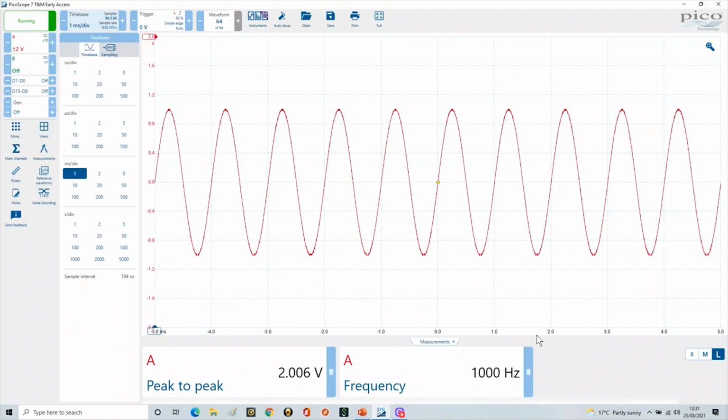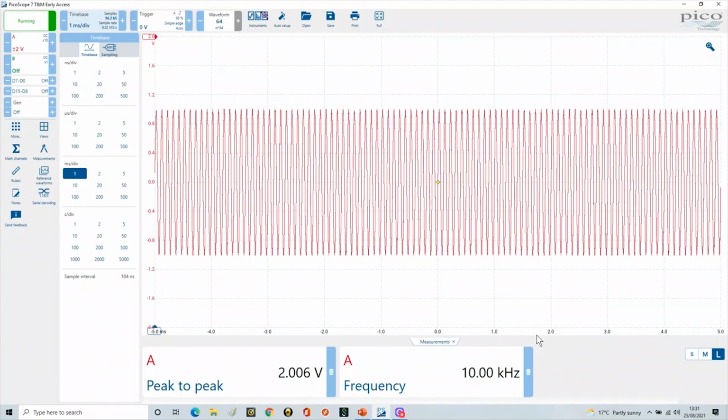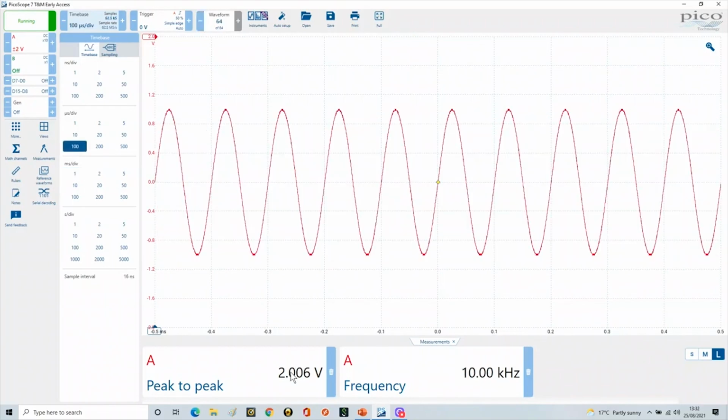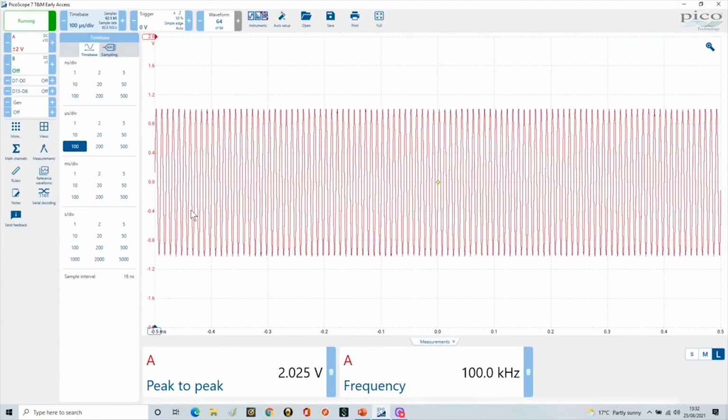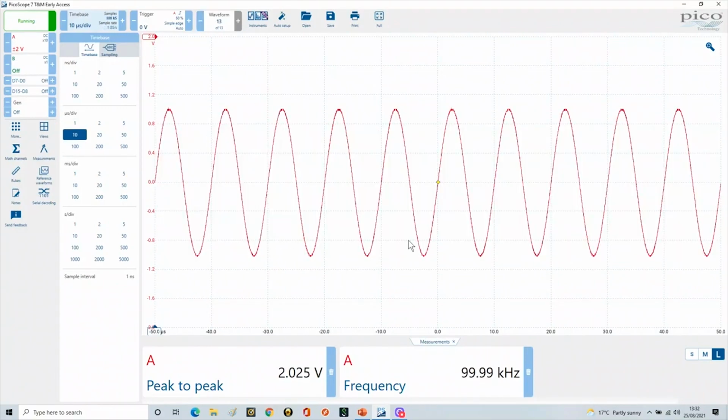So once again, I'm going to start raising the frequency. So I'm now going to go to 10 kilohertz and enter that. Here we got 2 volts. This hasn't really changed much. We've got 10 kilohertz. Let's go to 100 kilohertz and change this so that we can see our waveform nicely there. This has actually risen a little bit, which is rather interesting, just a little bit, but we're on 100 kilohertz.